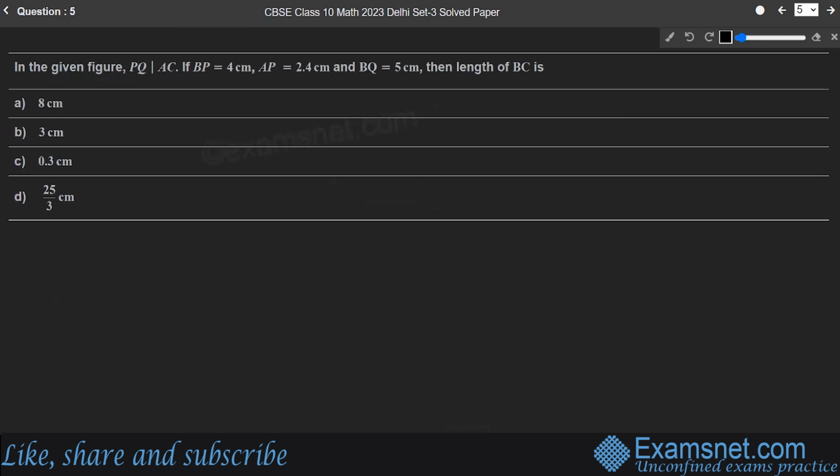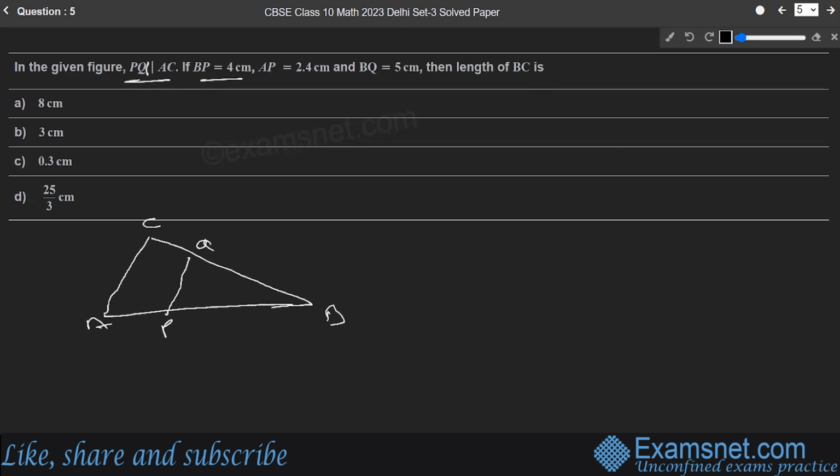Next, question number 5. They say PQ is parallel to AC, if BP is equal to 4 centimeter, and all this is given. So let us draw the figure. They are saying PQ is parallel to AC. Okay, the figure is like this. This is the line going. This is the triangle like that. Then there's a parallel line. We can write C here, A here, B here, P and Q.